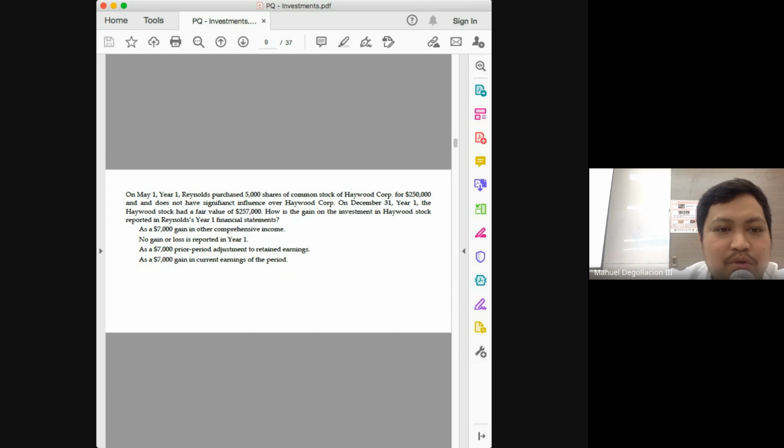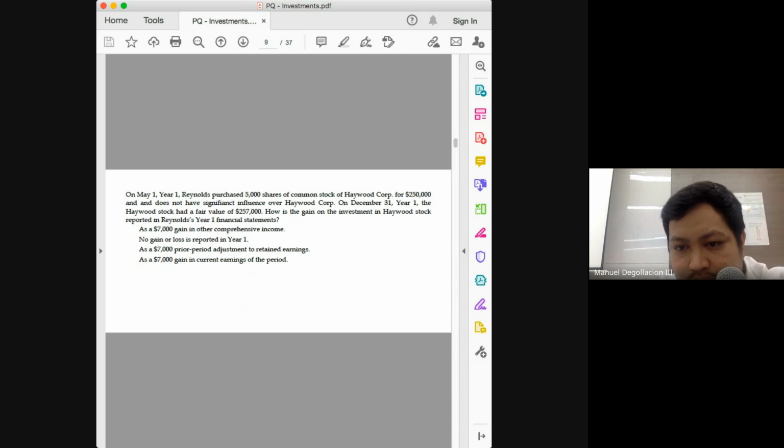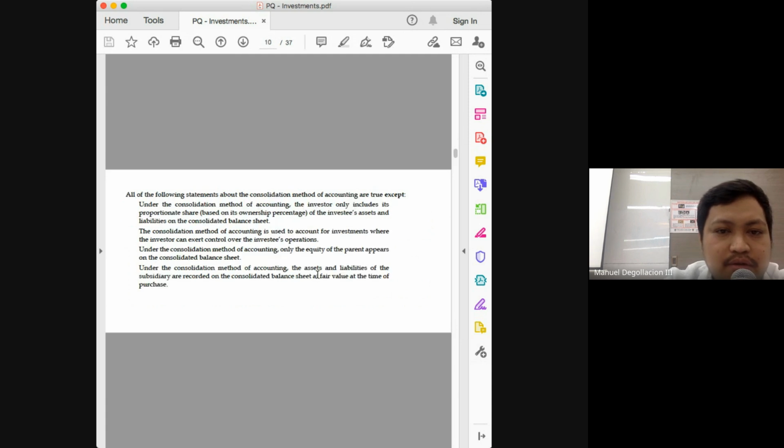But will it be reported in your income statement? The answer is yes. Okay, because the default is, unless the problem tells us that it would be considered as an AFS, then it will be treated as a trading security. Okay, so the answer here is letter D. A 7,000 gain in current earnings for the period.